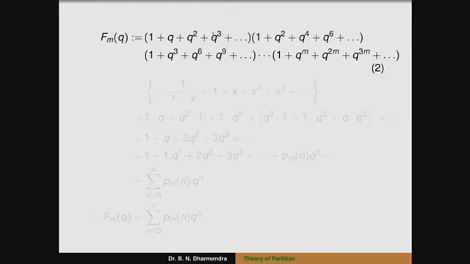So therefore it can be rewritten as, f m of q is equal to, 1 divided by 1 minus q can be written as 1 plus q plus q square plus q cube up to infinite terms. Again 1 divided by 1 minus q square can be written as 1 plus q square plus q to the power of 4 plus q to the power of 6 up to infinite terms, as I have to replace q by q square. The next term, 1 divided by 1 minus q cube, can be written as 1 plus q cube plus q to the power of 6 plus q to the power of 9 up to infinite terms.